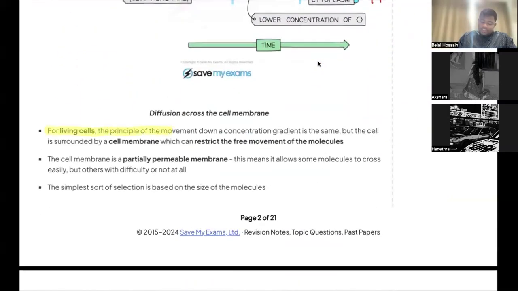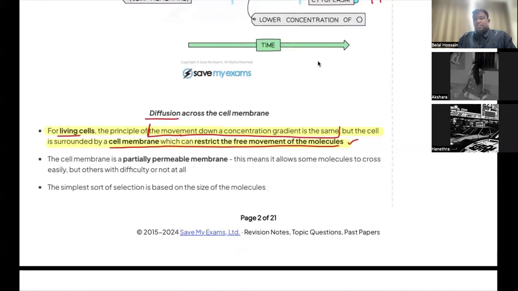For living cells, the principle of movement down a concentration gradient is the same, but the cell is surrounded by a cell membrane, which restricts free movement of molecules. Now, you have to understand diffusion in normal places, in places where there is a general fluid or just gases. Okay?